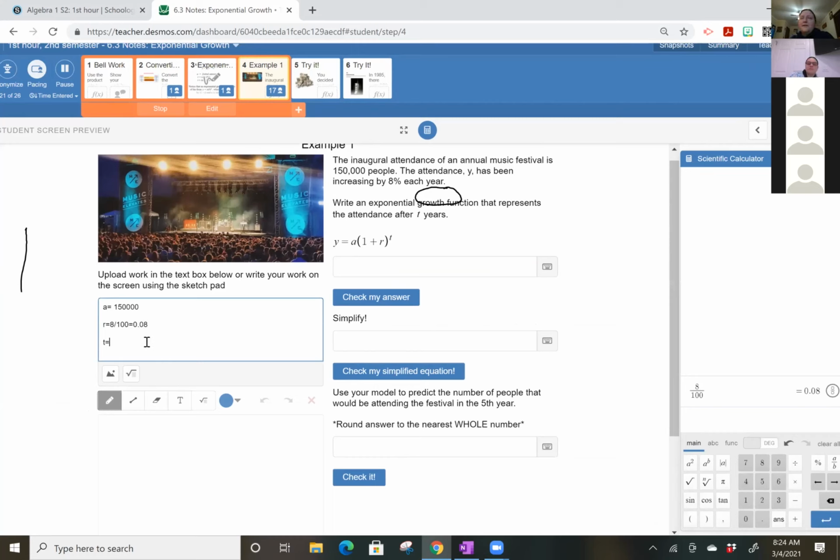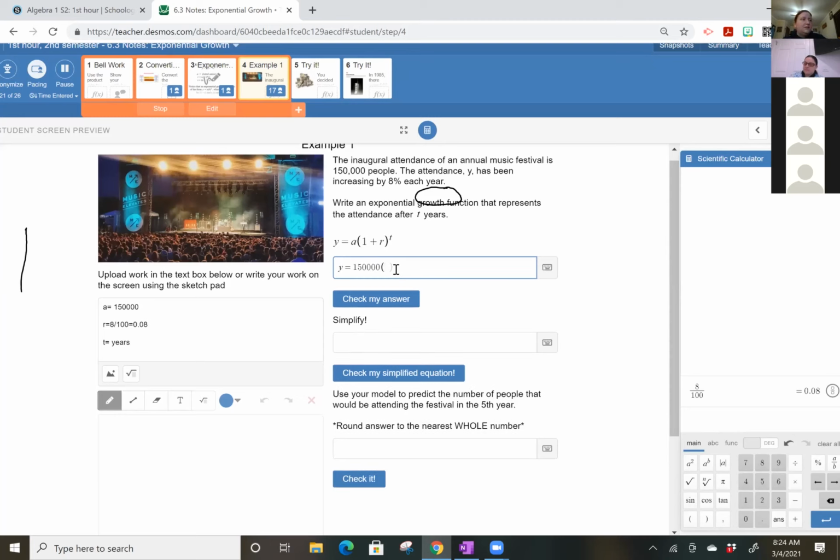And then for our T, are we talking about days, weeks, months, years? Year. All right. So now we're going to write our first equation. Y equals, what did we say our A was? 150,000. Yep, make sure you write as many zeros.